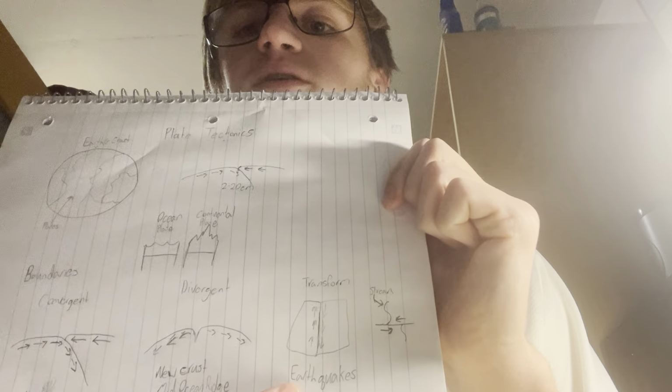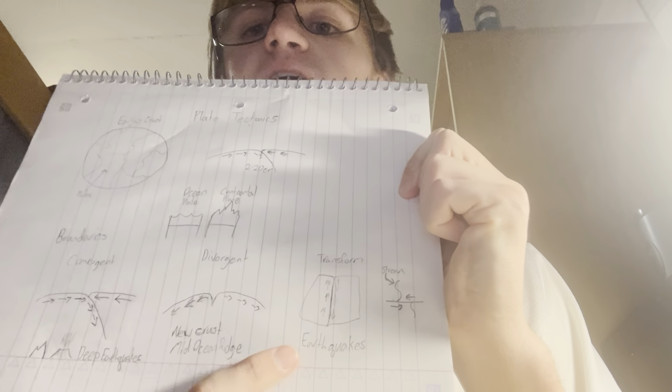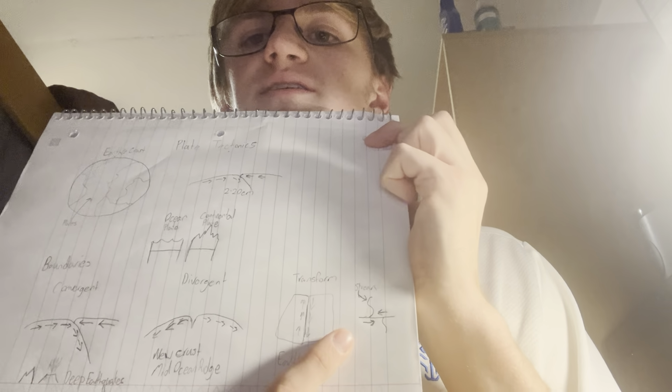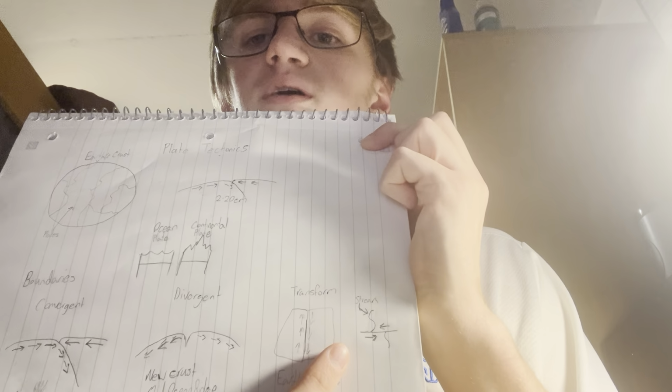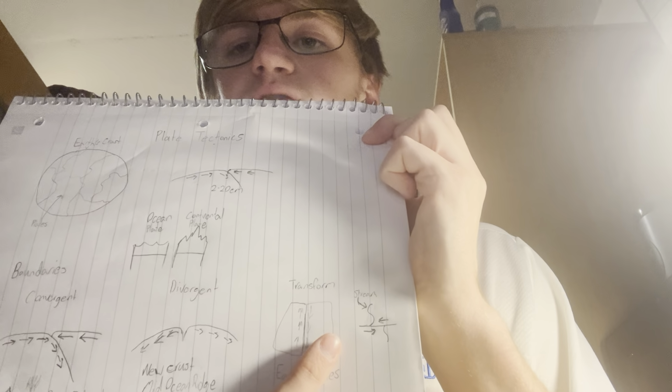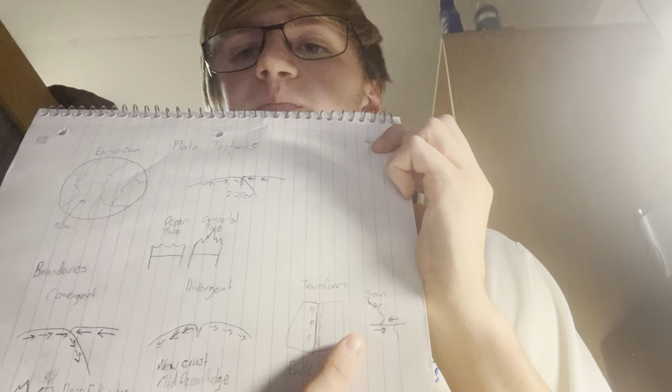Lastly, transform boundaries are responsible for shallower earthquakes and odd geological formations like this. Say you have a stream that is on top of a transform boundary, and then the transform boundary shifts, effectively cutting the stream in half.